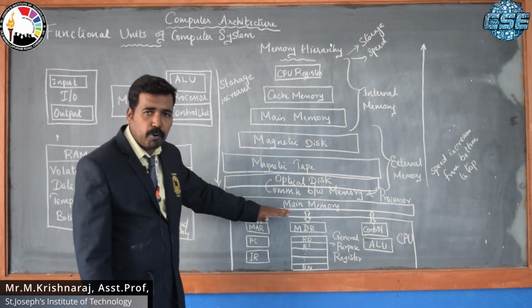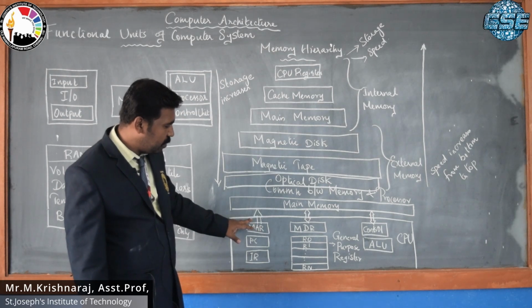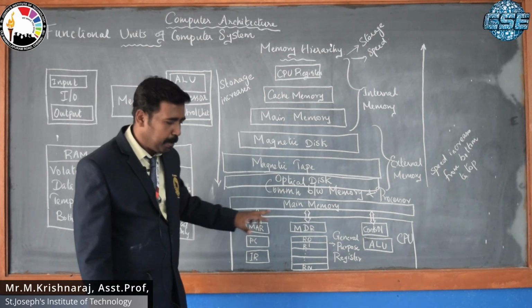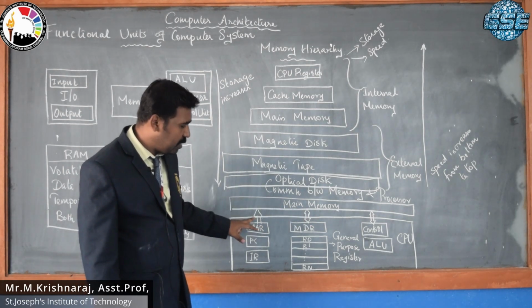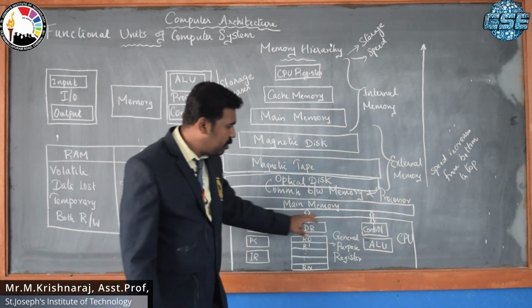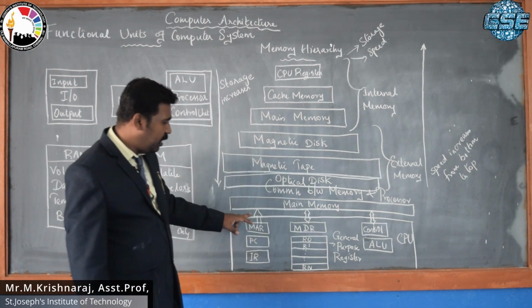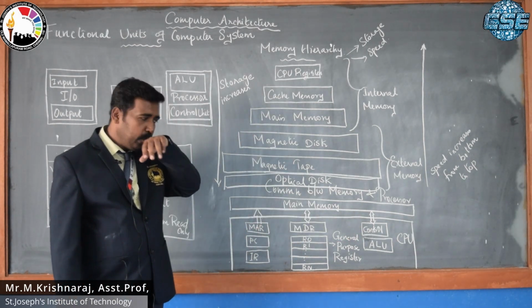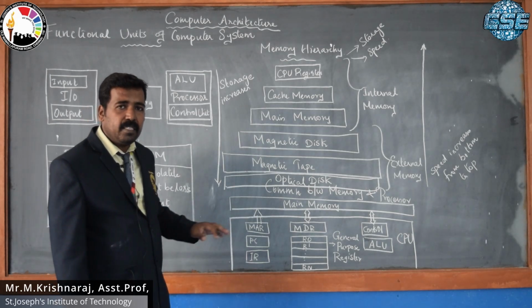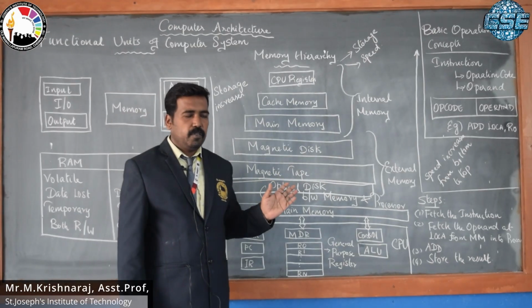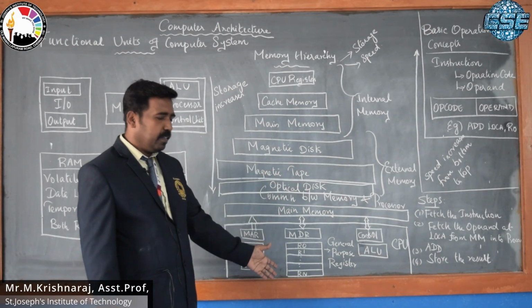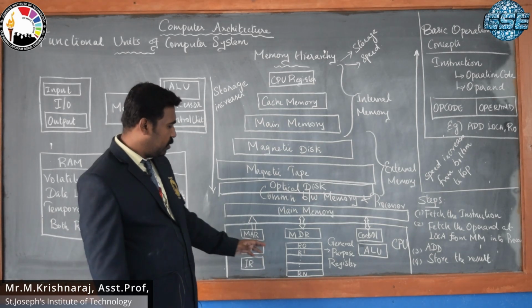We are providing a proper interface here. You can see the interface here. One is unidirectional, and these two are bidirectional. The unidirectional one is the address bus. Next we will see the different registers available in the CPU.